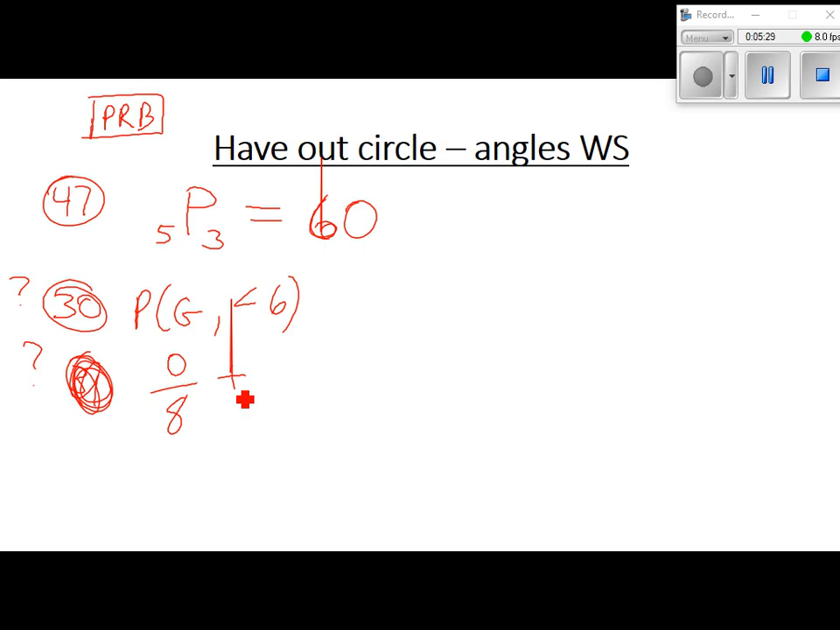Is there 5 of them? So 5 out of how many? 5 out of 8. And then we just add those two. What's 0 plus 5? 5. And then on the bottom, 16ths.